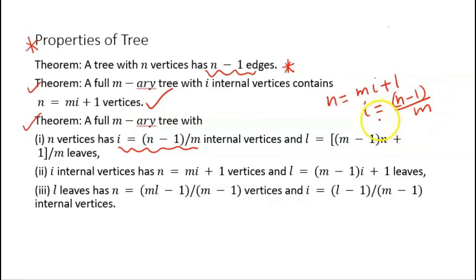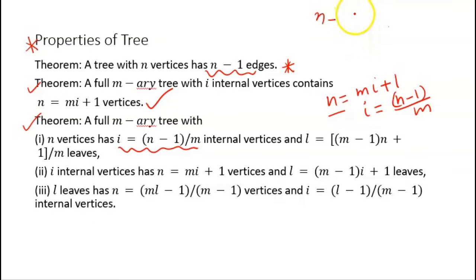So the number of internal vertices is given by n minus 1 by m, where n is the total number of vertices. And how many leaves are there? So how will you count the leaves? Total number of vertices are n, and total number of internal vertices are this. So leaves are total number of vertices n minus the total number of internal vertices.